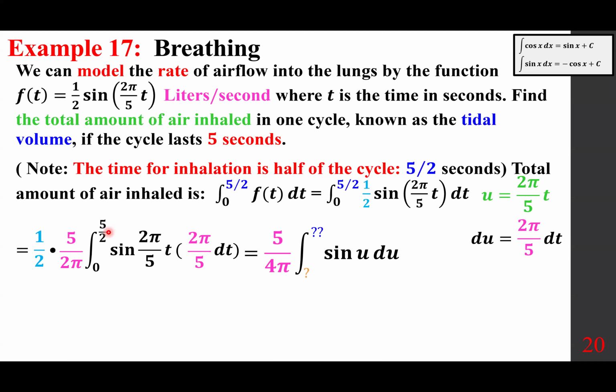So first, if I put the 0 here, I hope you see that it becomes 2 pi over 5 times 0, and you get 0.